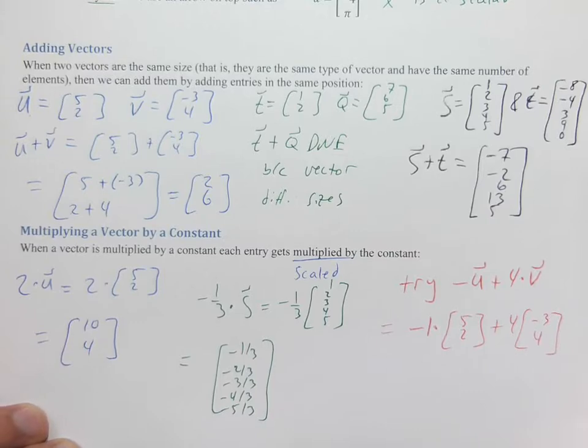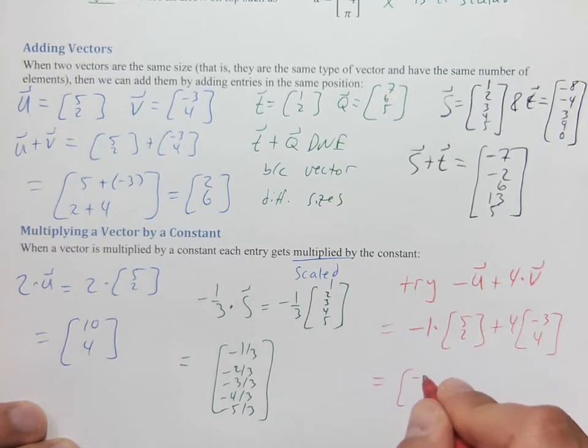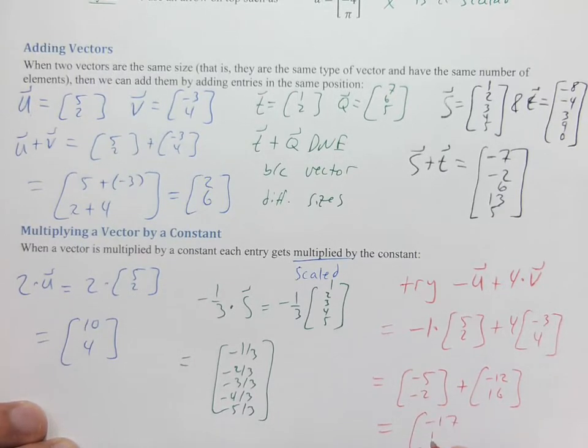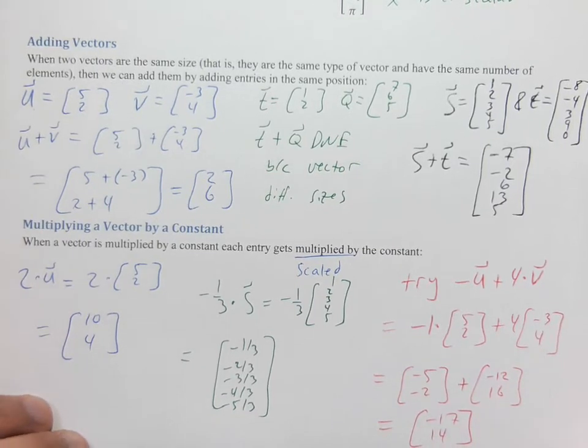The approach here is to multiply each vector by the scalar and then add those entries together. So we'd end up with minus 5, minus 2 plus minus 12, 16. Add the corresponding entries to get minus 17 and 14. All right, so that's how we deal with vector scalar multiplication and combining algebraically. And now we're going to look at what that looks like visually on some graphs.